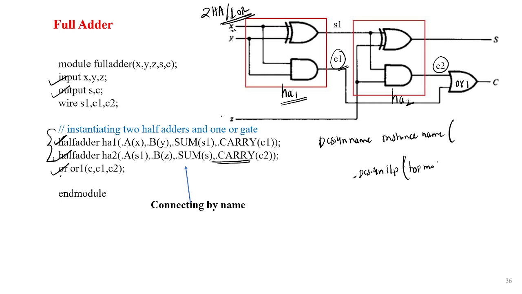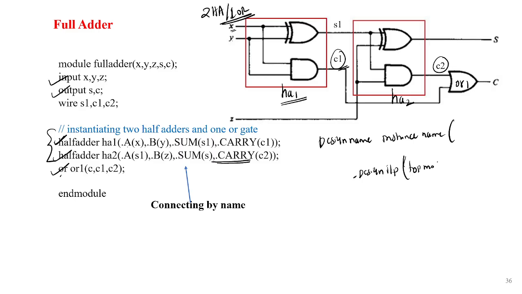I am doing connection by name. So in industry they will use connection by name only. They will not use connection by position with order list. Connection by name only they will use. Is it fine? Did you understand how I am doing? Understood?